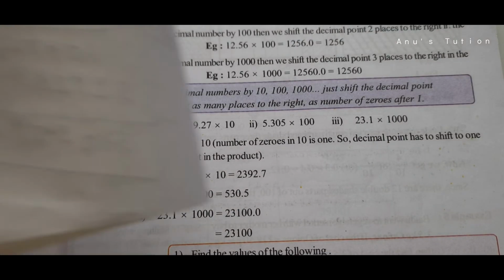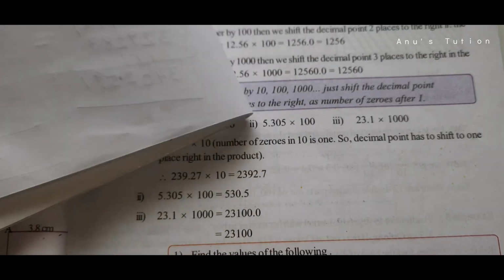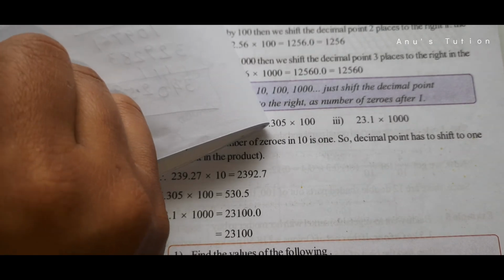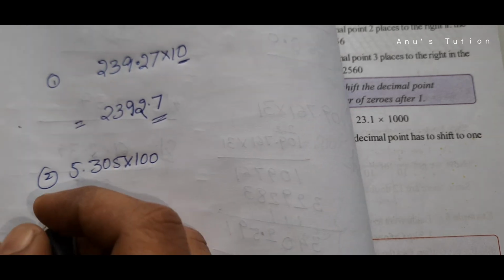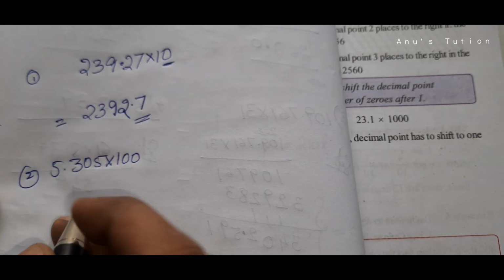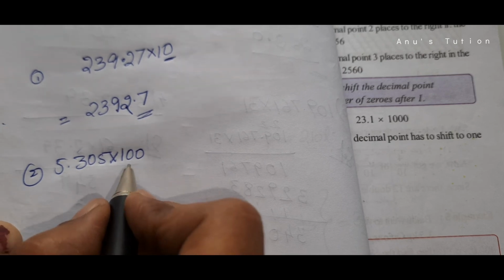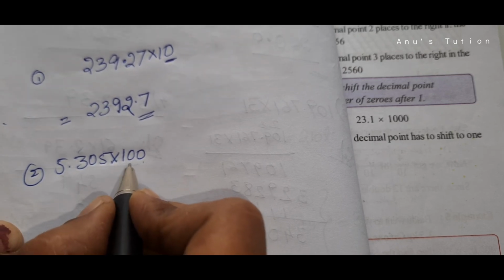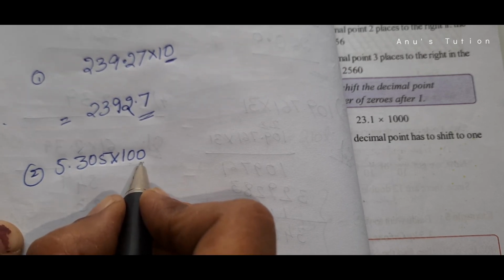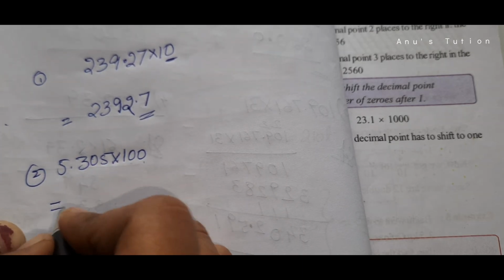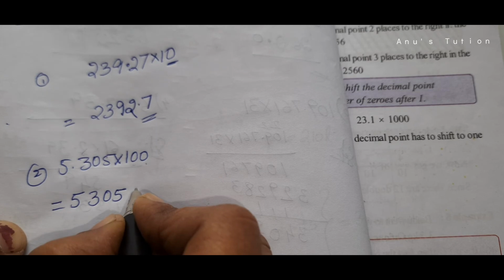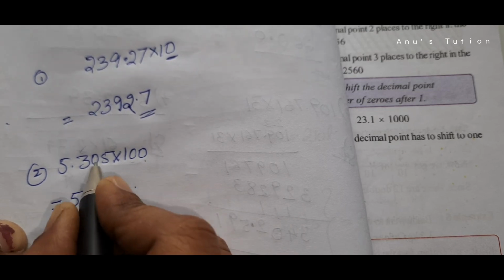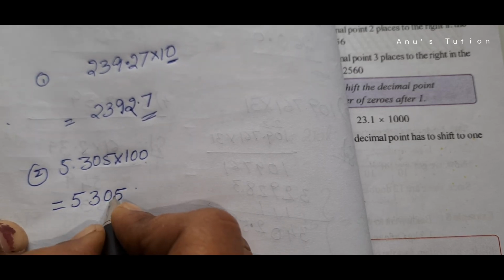Next, 5.305 into 100. Next, this is the second point which we just discussed, multiplying with 100. Means here are 2 zeros. Then the decimal point will jump 2 places to the right of the given decimal number. 5305. It will jump 1, 2. 1, 2 means here we will get the decimal point.